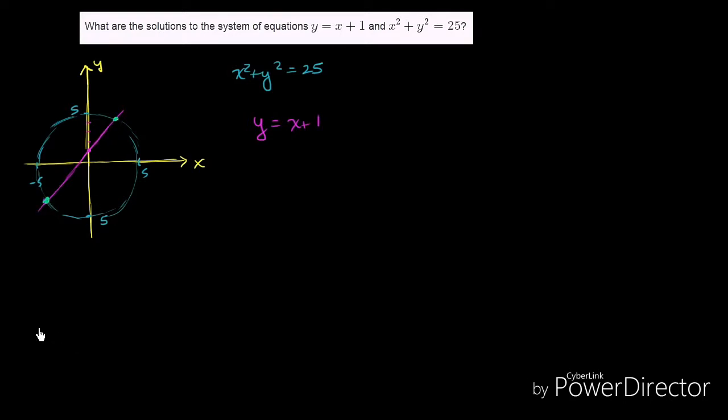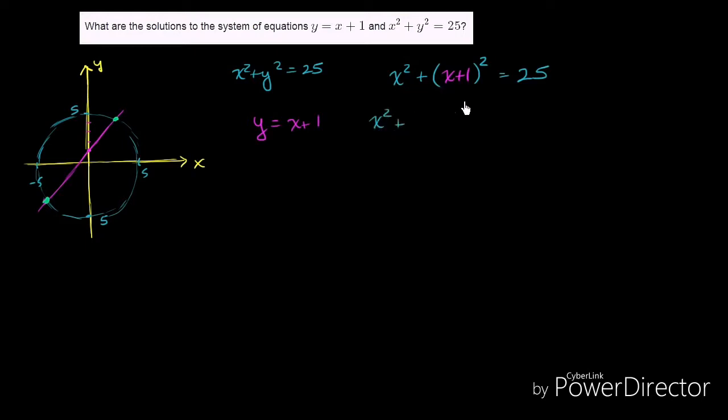So how do we actually figure that out? Well, sometimes the easiest way is to substitute one of these constraints into the other constraint. And since they've already solved for y here, we can substitute y in the blue equation with x plus 1. So instead of saying x squared plus y squared equals 25, we can say x squared plus, and instead of writing a y, we're adding the constraint that y must be x plus 1. So x squared plus x plus 1 squared must be equal to 25. And now we can attempt to solve for x.